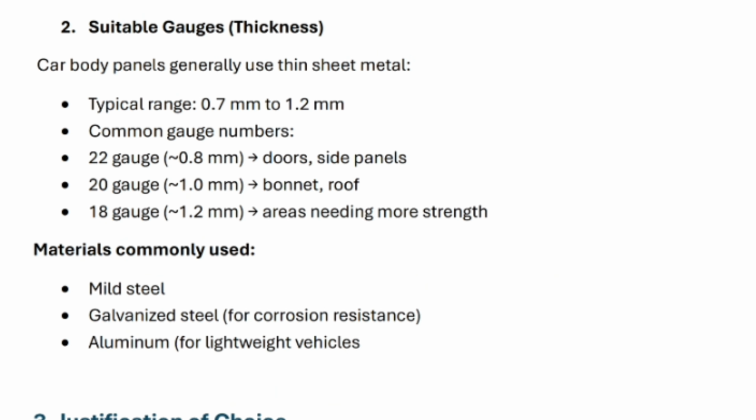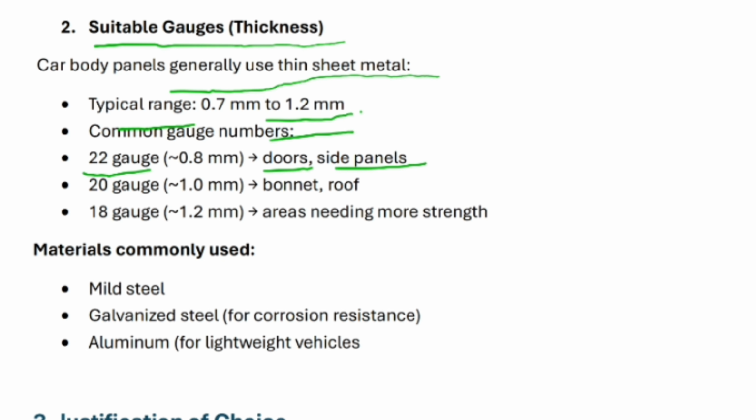Next will be suitable gauge and thickness. What type of thickness do you have to use? In the car body panel, generally we use thin sheet metals. What is the typical range? 0.7 mm to 1.2 mm. Common gauge numbers we have to use: 22 gauge, which is 0.8 mm, for doors and side panels; 20 gauge, 1 mm, for the bonnet and roof; and 18 gauge, which is 1.2 mm, for areas needing more strength.